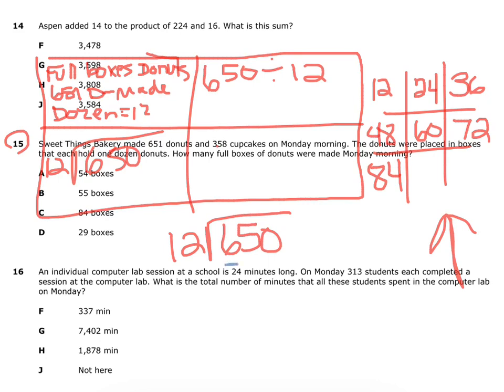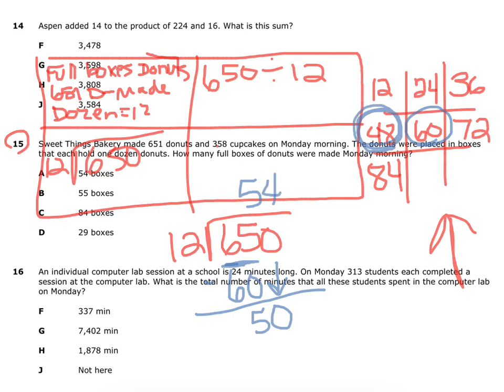Okay, 12 cannot go into 6. It's not on that board because 6 is smaller. So 65. 12 goes into 65 5 times. 60 is as close as I can get without going over. So that's 12 times 5. So the 5 goes on top. And I subtract. 5, bring down the 0. 12 can go into 50 4 times. 12 times 4 is 48. And that's as close as I can get. 48. Subtract, and I have 2. So I have 54, remainder 2.